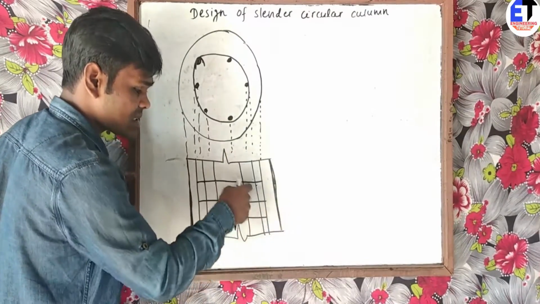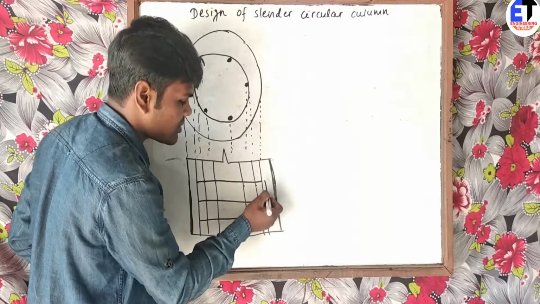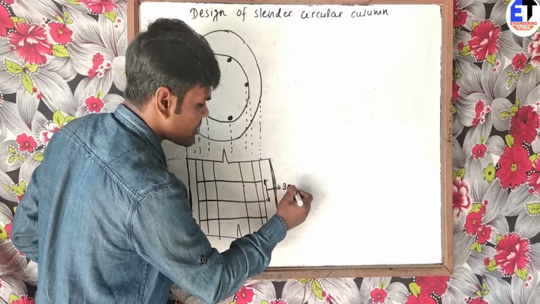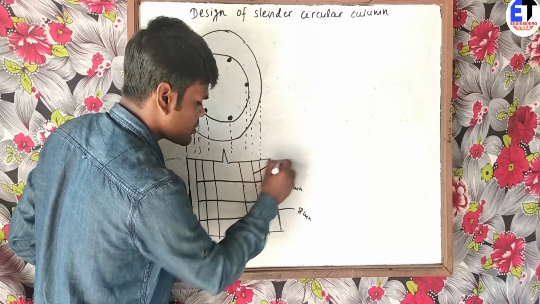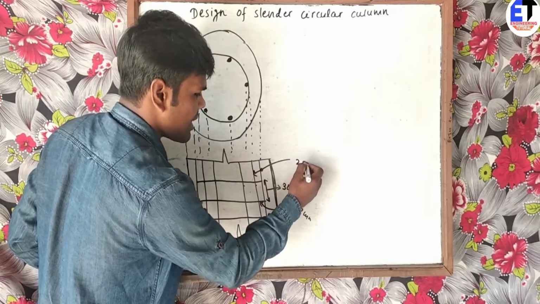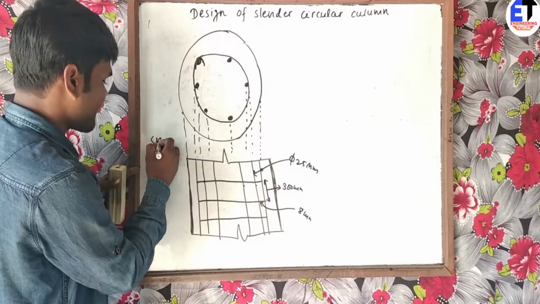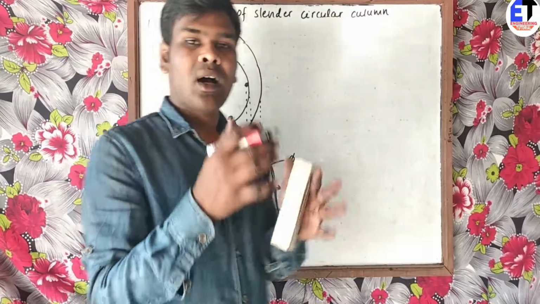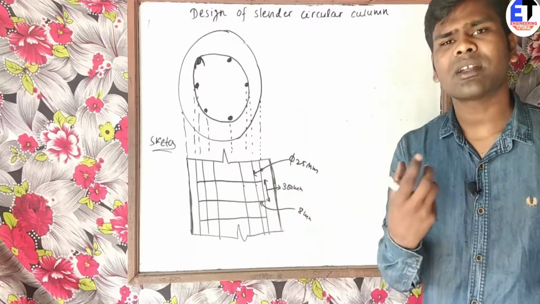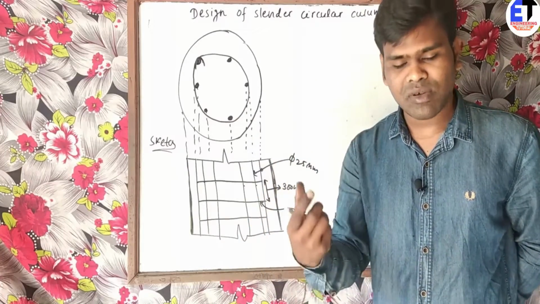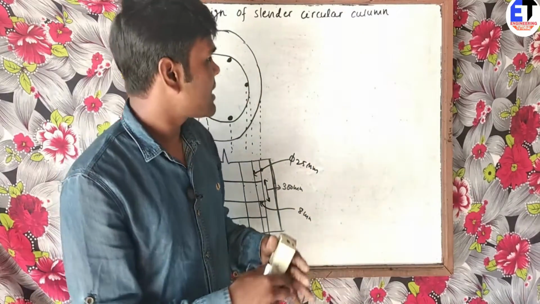If we see this section from the side view, the distance between one lateral tie and another lateral tie is 300 mm, the diameter of the lateral tie is 8 mm, and the diameter of the main reinforced bar is 25 mm. So this is our sketch. In this way we have designed the circular column, and this question is continuously asked in Pokhara University and Tribhuvan University. So this is a very important question, and in this video we have completed the whole design of the circular column.